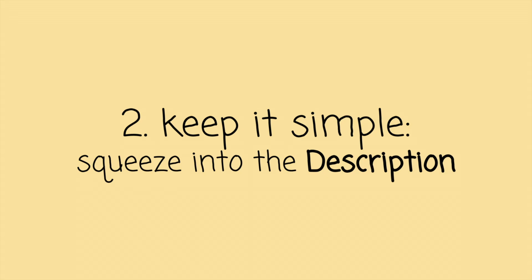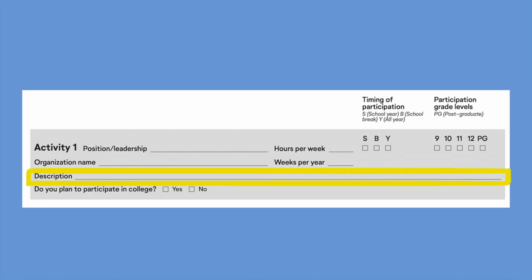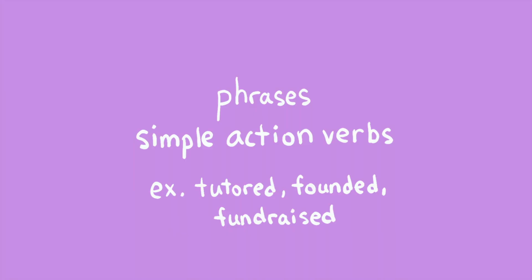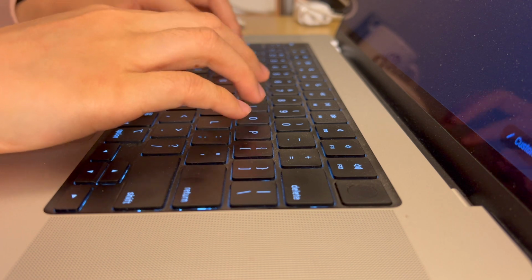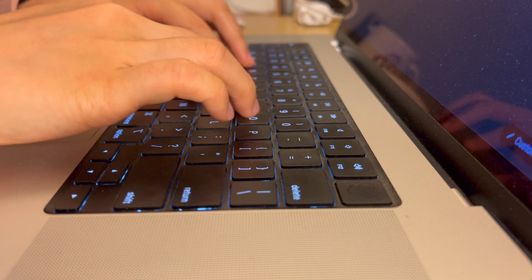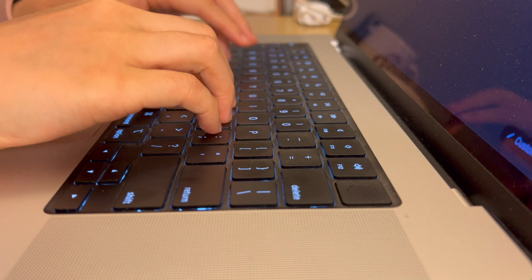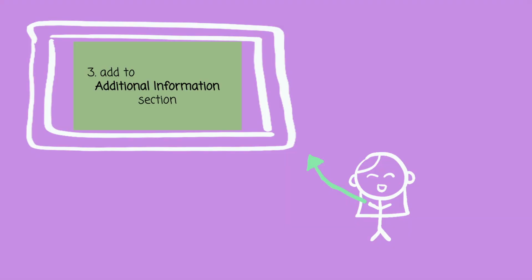Tip number 2, keep it simple, but squeeze as much as you can into the description section. The description section only holds up to 150 characters, so use bullet point phrases and simple action verbs. If I had leftover characters, I added awards related to the activity that didn't fit into the honors section of the Common App. But don't worry if you can't fit everything. Remember general tip number 3. You can always use the additional information section to fit more awards.